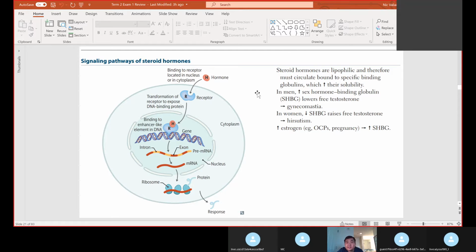In men, an increase in sex hormone binding globulin lowers the free testosterone, which can cause gynecomastia. And in women, a decrease in your sex hormone binding globulin raises testosterone, which causes hirsutism. Don't forget that if you're using oral contraceptives or you're pregnant, you're increasing the sex hormone binding globulin.